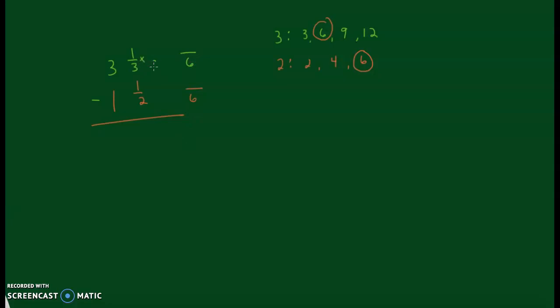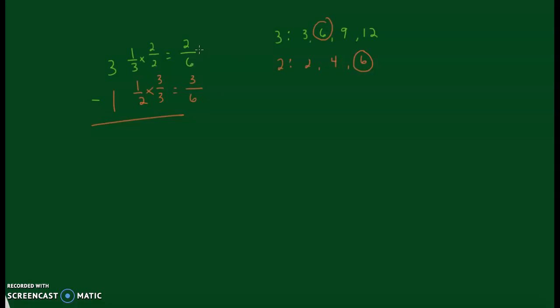So 3 times 2 is 6. So if I do 3 times 2, then I have to do 1 times 2. 1 times 2 is 2. So that gives me 2/6. 2 times 3 is 6. So I have to do 1 times 3, which is 3. Now I have equivalent fractions with common denominators.